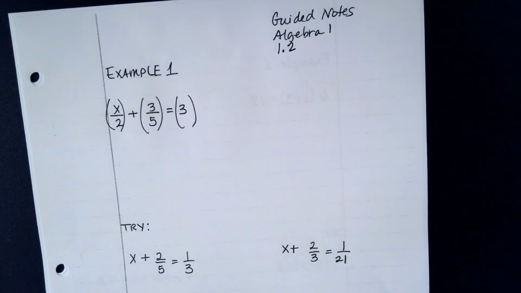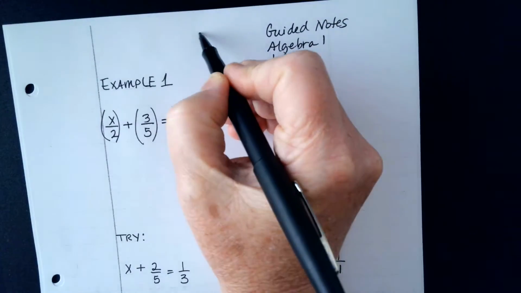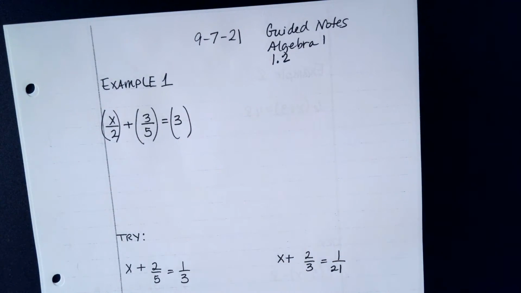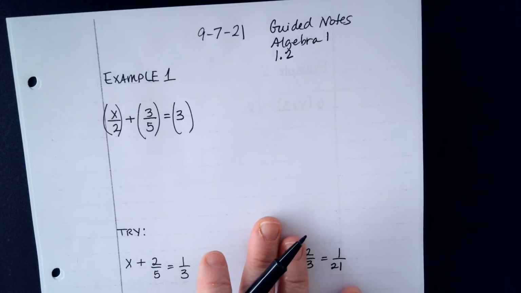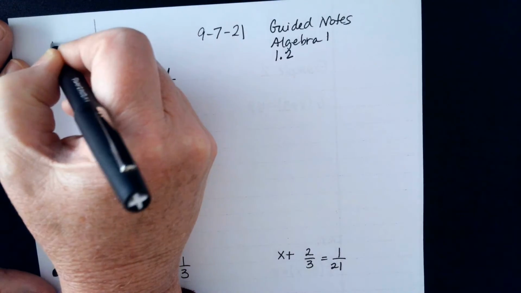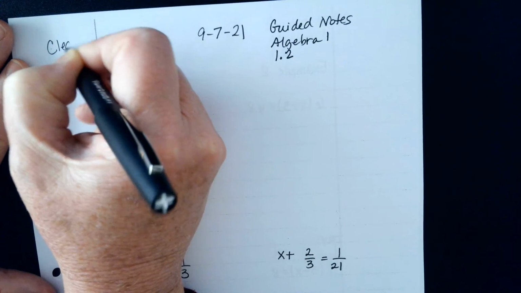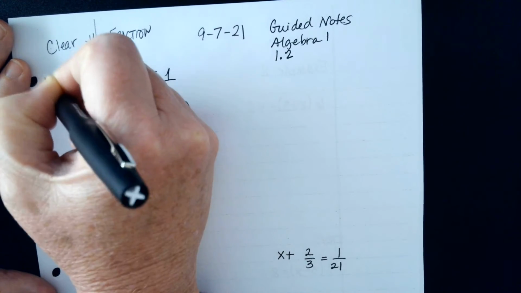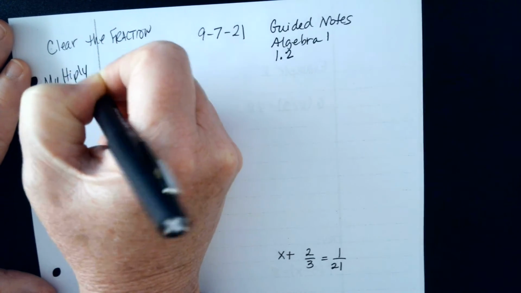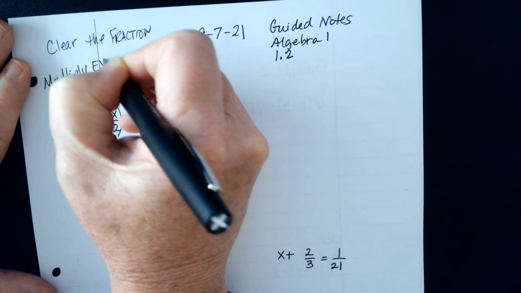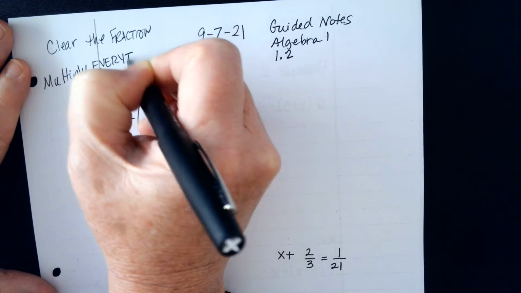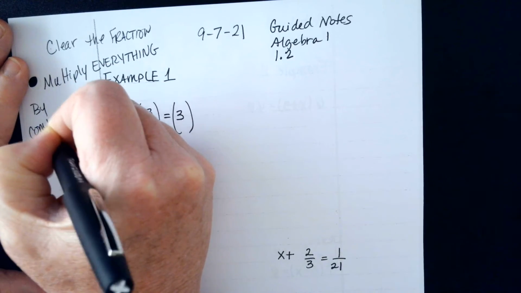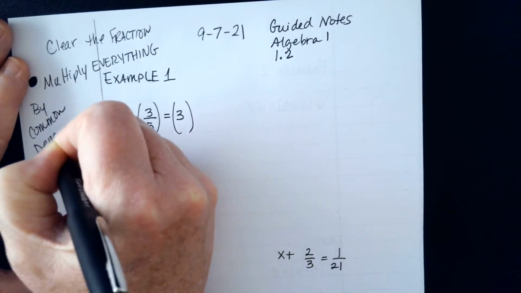Okay, so Algebra 1, today's date is 9/7/21. We are working on how to clear fractions from our equations. Our objective is to clear the fraction. What we're going to do is multiply everything by the common denominator.